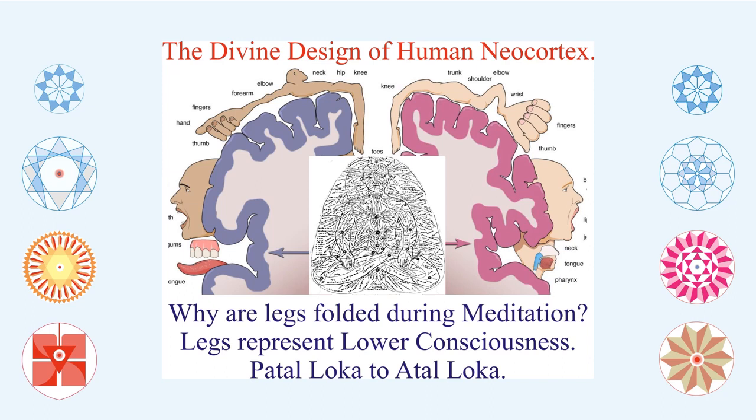Because legs represent lower consciousness. They also represent 7 layers of the earth element. The outer layer of earth is called Atal Lok, and the innermost layer is called Patal Lok. 7 layers of earth are represented in the human body in the form of lower extremities. And these lower extremities should be folded for meditation because they are not going to perceive anything other than just vibrations of the earth.